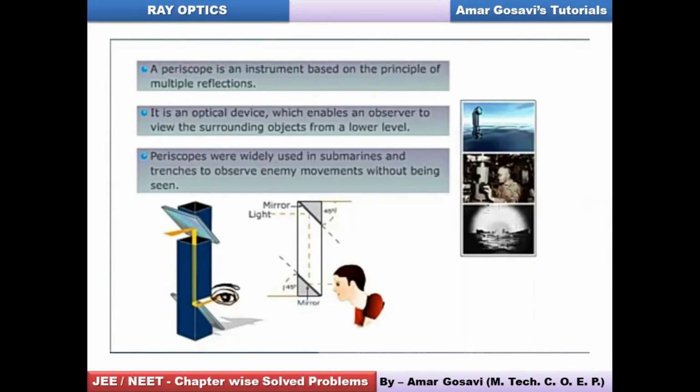It's based on multiple reflections. That's what we have seen. The optical device which will enable the observer to view surrounding objects from the lower level. And where do we use them? Basically, we use them in submarines and the trenches to observe the enemy movements without being seen. That's the important thing. Periscope for us. Please take a look at this and let me know what you think.